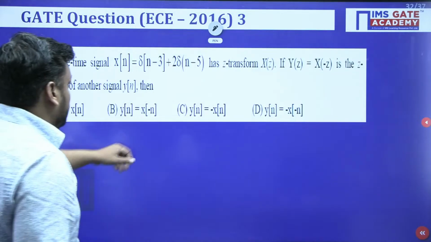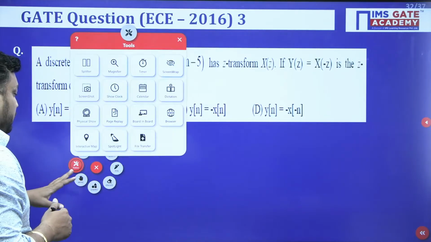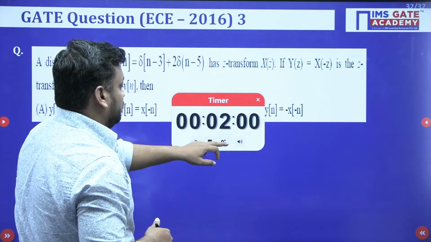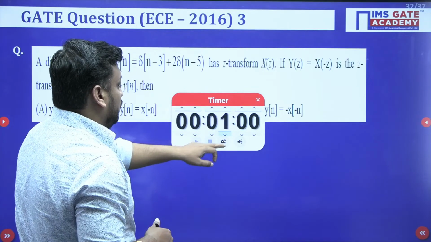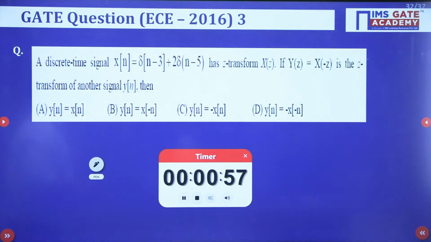Again a property based question, guys. Very interesting question, conceptual question. No hard calculation here. You just need to apply the property and you will get the answer. So I think that is why 1 minute is only sufficient to solve this.